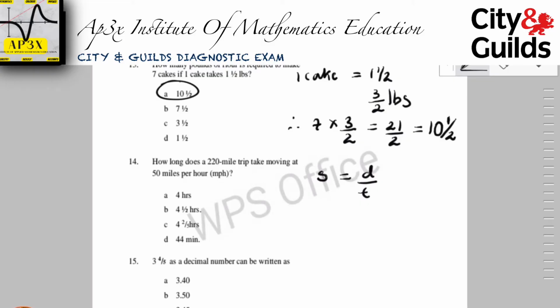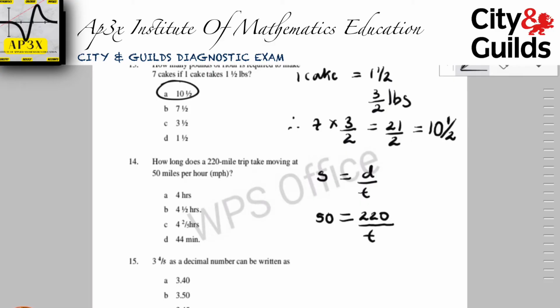Now let's go ahead and do some substitution here. It says how long does a 220-mile trip take? So 220 miles is the distance here. They're asking for how long, so we know that t is the unknown variable, so let's put a question mark here. It's moving at 50 miles per hour, so that's going to be 50 underneath the letter S. So 50 represents the speed, 220 represents the distance, and we're looking for the time. Let's just use t to represent the time.